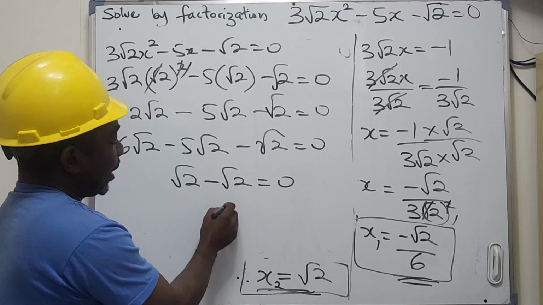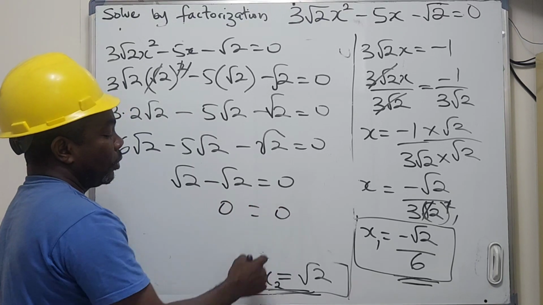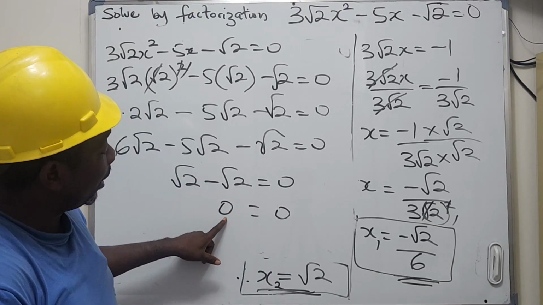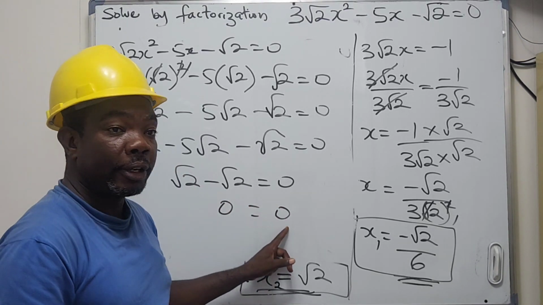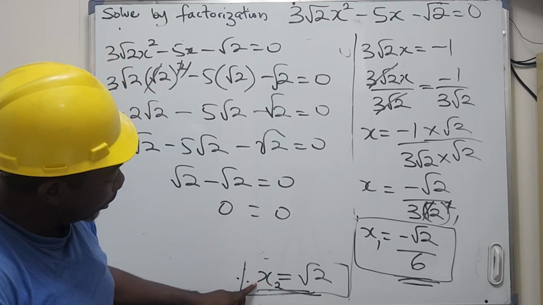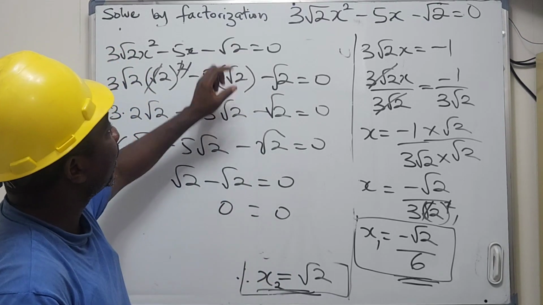When you subtract, this side equals to 0 and this side equals to 0. So what we have on the left side is equal to what we have on the right side. So x2 equals to root 2 satisfies this expression.